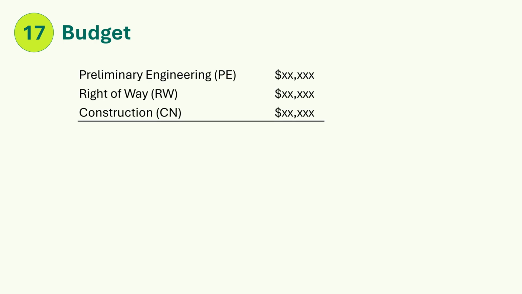Step 17. Budget. The project definition includes a budget breakdown, preliminary engineering, right-of-way, construction. Understand your program, subprogram, funding sources, and limitations. For example, I-4, environmental, subcategory, I-L, fish barrier removal, using Connecting Washington Transportation Package state funding.